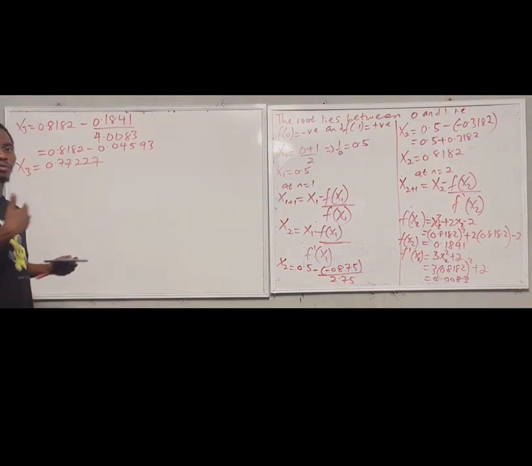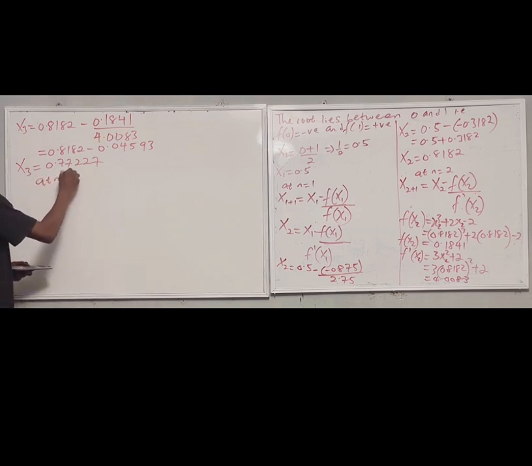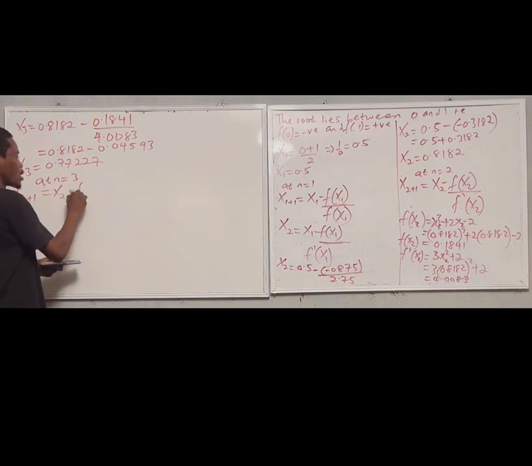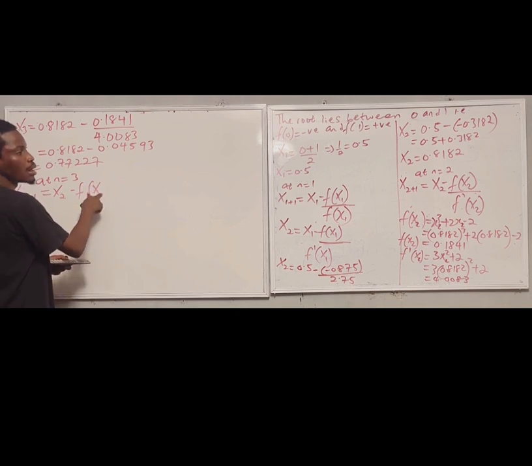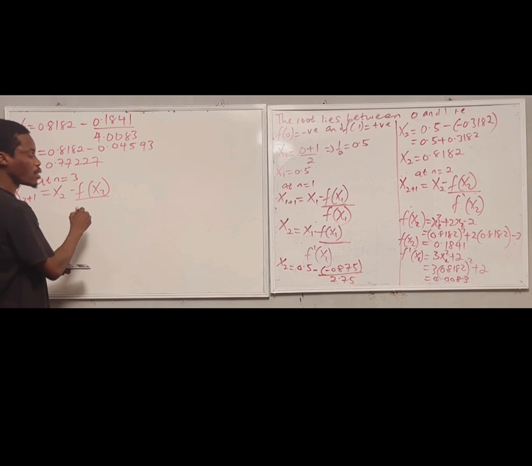Since I'm not getting my root, I have to do for my S4. So let us do for my S4. Since this is my S3, I have to do for my S4. That's at n is equal to 3, I'll get my S4. So that is Sn plus 1. N is 3. Whenever I say S, I put 3. S4 is equal to S3 minus f of S3 all over f prime of S3.